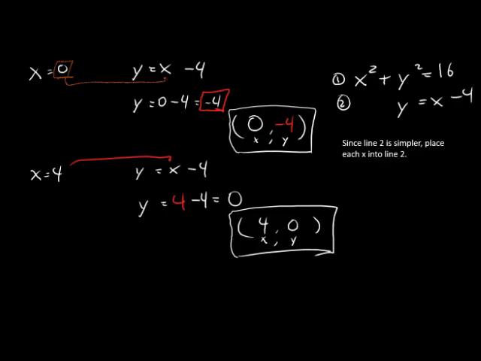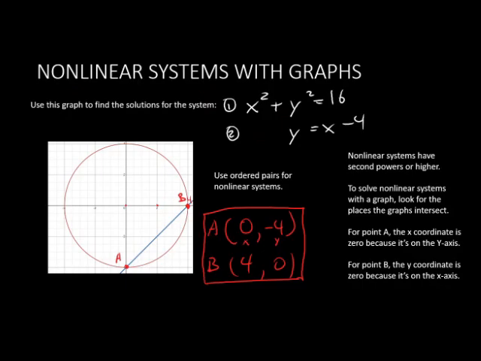With those points in mind, 0, negative 4, and 4, 0, let's go back to the graph. We see that our first point, point A, was indeed 0, negative 4. We'll also see point B is 4, 0. These are exactly the same solutions that we found when we solved the system algebraically. And so this is how we find the solution to nonlinear systems if we don't have a graph.